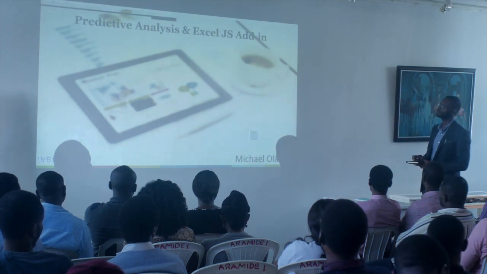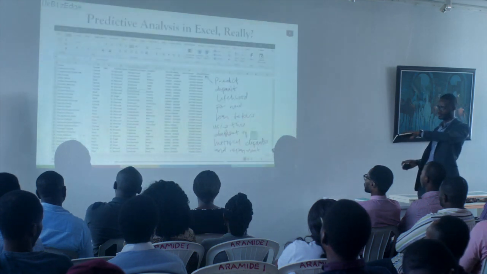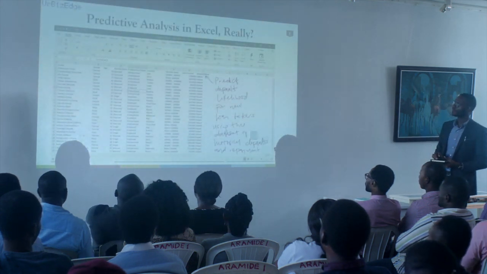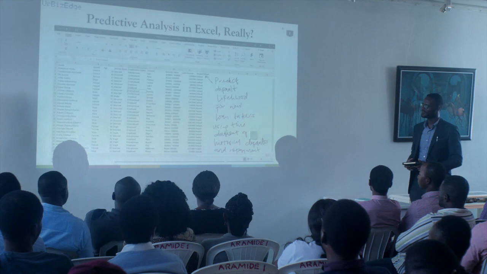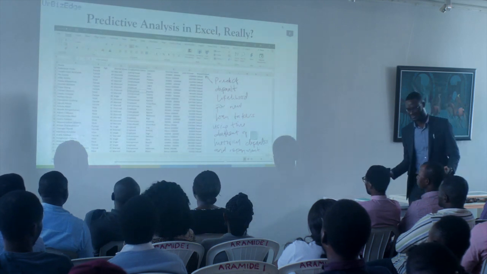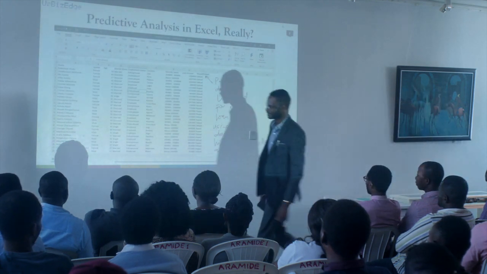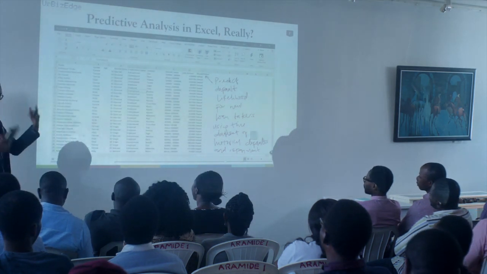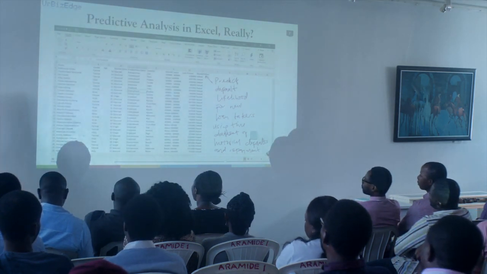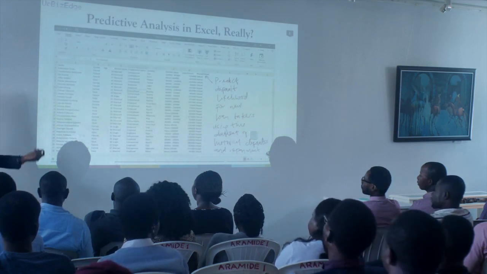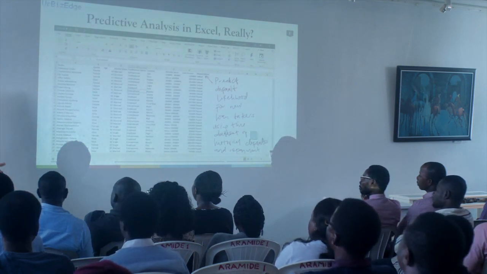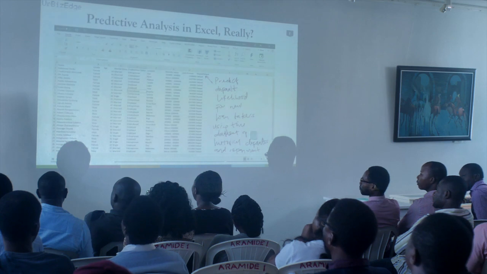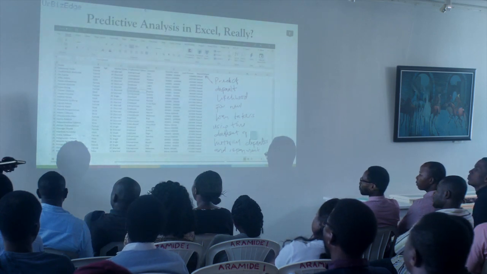So let's start with the first one, predictive analysis. So if you can see what I have on the screen, let me explain what you're looking at. Say you work for a microfinance or a loan giving company, right? You are interested in giving loans to regular guys like us. That's why I said microfinance, not big banks. The big banks, they look for big companies.